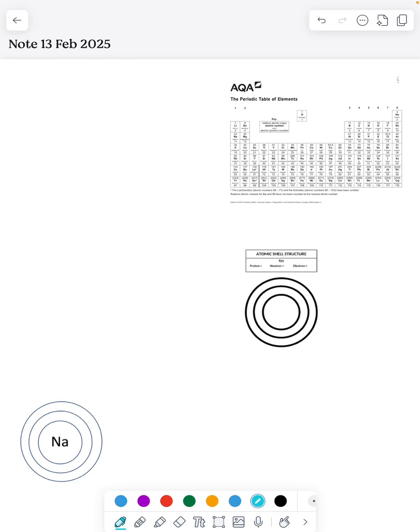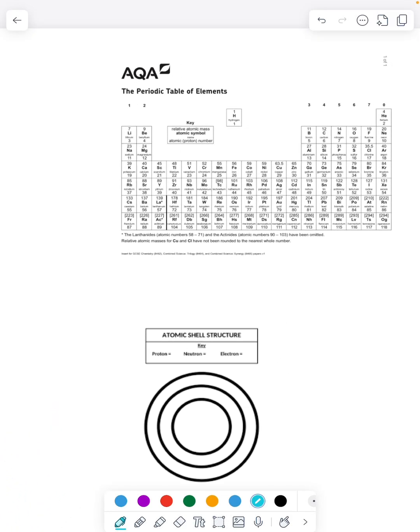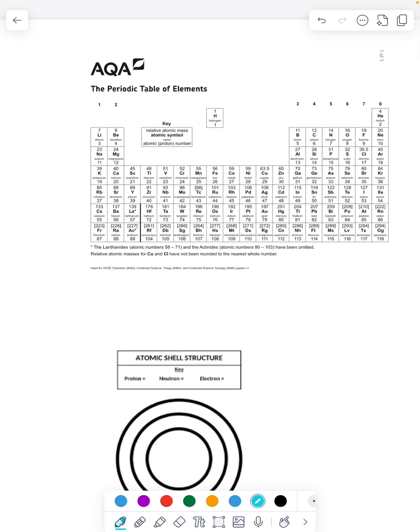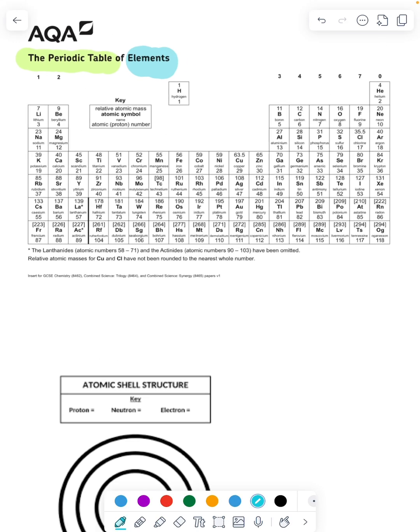Right, so we're going to go through topic 1 in GCSE chemistry. We'll start up here with the periodic table of elements. This is something we're going to go through in a bit more detail in a future topic, but we are going to focus on elements today as well. So this is what the periodic table looks like.